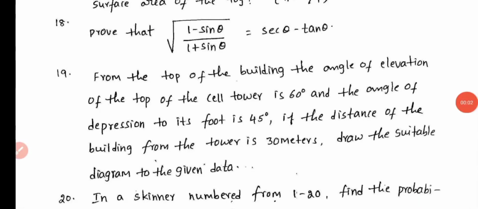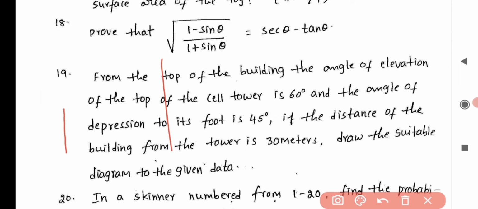Okay, next 19th one. From the top of the building, the angle of elevation of the top of the cell tower is 60 degrees and the angle of depression to its foot is 45 degrees. If the distance of the building from the tower is 30 meters, draw the suitable diagram to the given data. Okay, so here you have building, one cell tower.